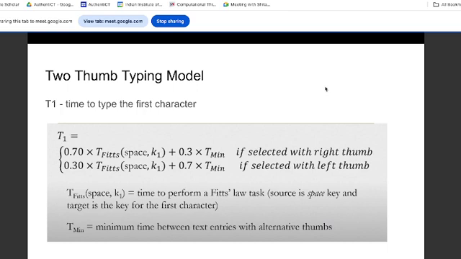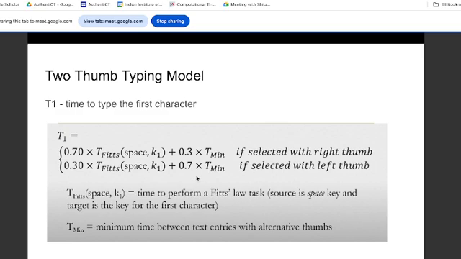Now the two thumb typing model. It is similar. The only thing is we talk in terms of which thumb we use. You will see that the structure of this model is also similar to the previous one. Like there will be some constant, some typing, plus some constant into t min. So what is the t1? T1 is the time to type the first character in the two thumb typing model. Typing the first character is given by these equations.